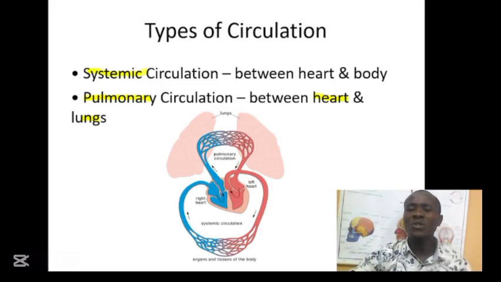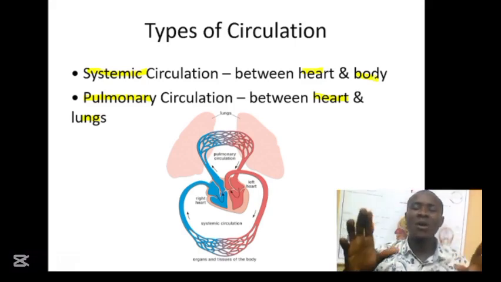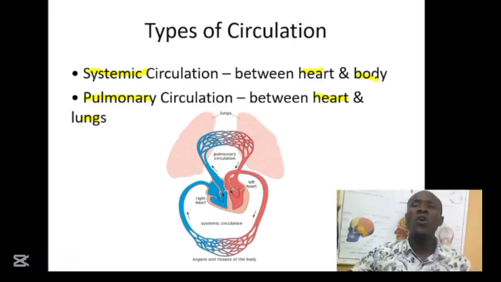And systemic is the circulation between the heart and the rest of the body except the lungs. So the heart now has to pump blood to all parts of the body. After they have made use of it, they take the oxygen and make use of it. That blood has to return to the heart. So that circulation between the rest of the body cells and the heart is what we call systemic circulation.